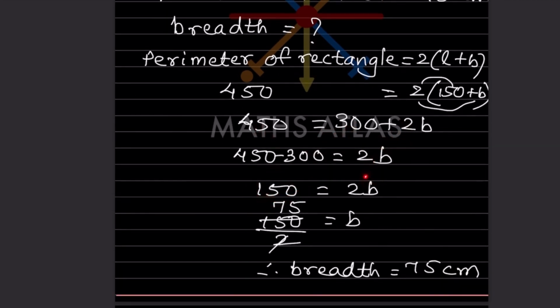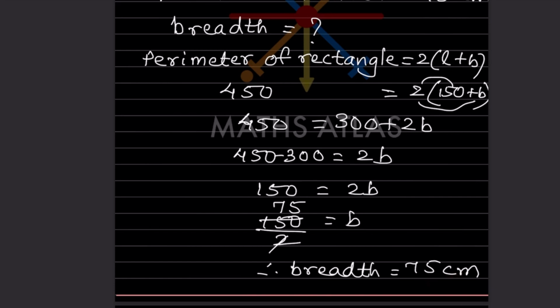So now when we write 2b, this is multiplication. So 150 as it is, this 2 goes in the denominator when it changes the sign, and this is b. So again, what are you going to do? 150 divided by 2, and that is 75. So the breadth is 75.